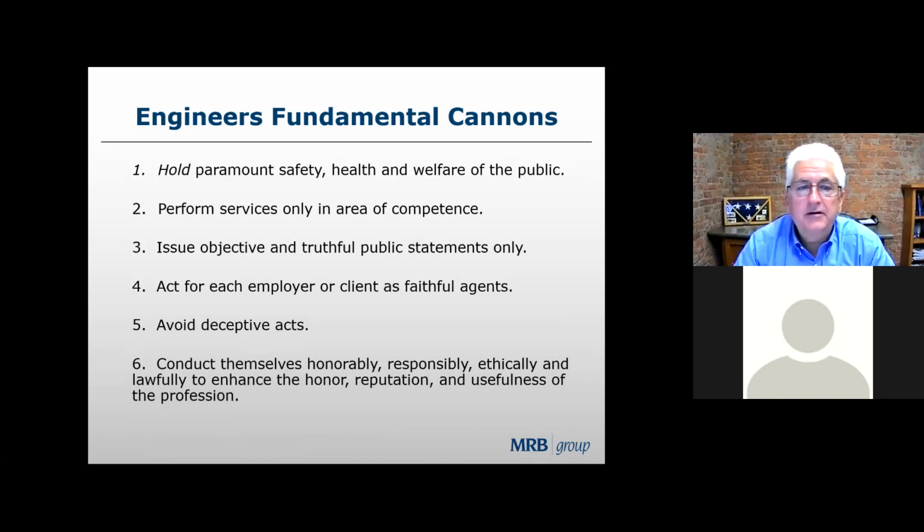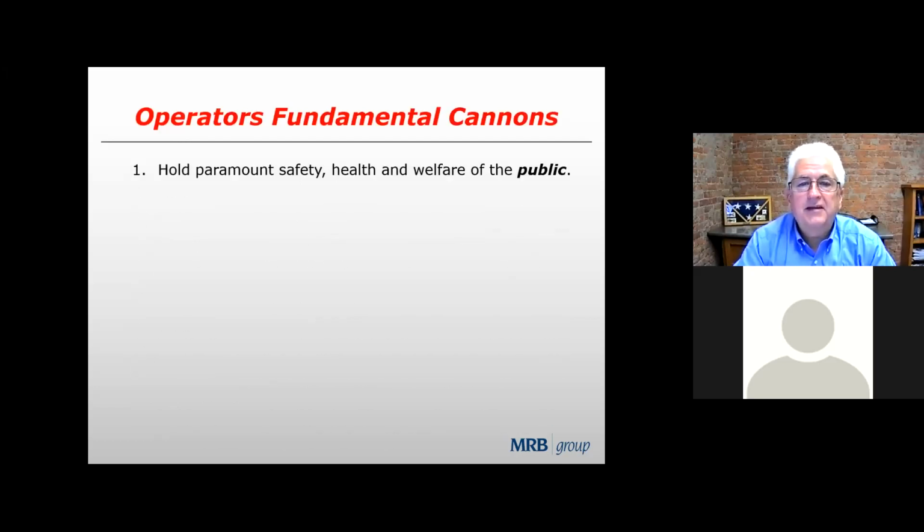So let's pick apart each of those 6 engineers' fundamental canons, how it relates to operators. And regardless of whether you're a water operator, a sewer operator, a zoning officer or a planning board member or town board, village board member, they're all the same, really. All 6 of them kind of follow through. First, hold paramount the safety, health, and welfare of the public. Absolutely. So you as an operator, make sure that the drinking water meets the standards that are set by the state and federal government. That as a wastewater operator, you're not discharging untreated water to the creeks and receiving streams.